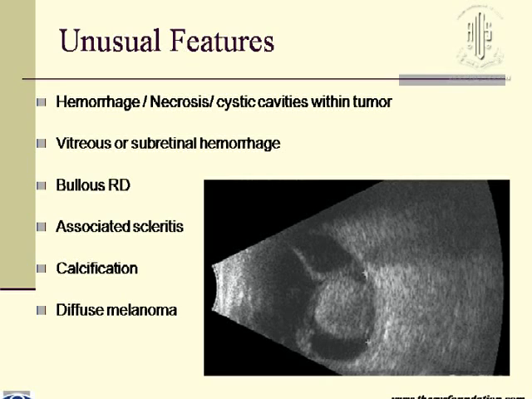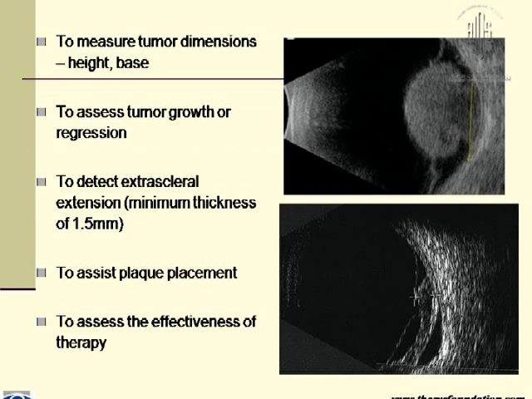Sometimes there can be features of inflammation like thickening of the sclera, which can be because of the inflammation induced by the tumor. Very rarely one may see calcification on the surface of the lesion, and it's also important to remember that sometimes melanomas can present as a diffusely infiltrating tumor without a typical mass lesion.